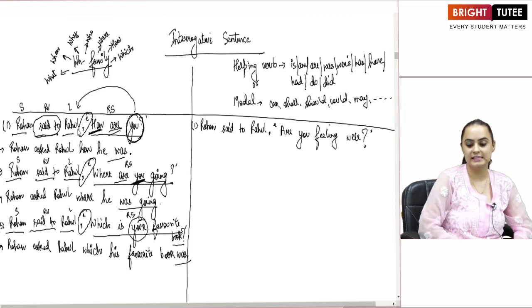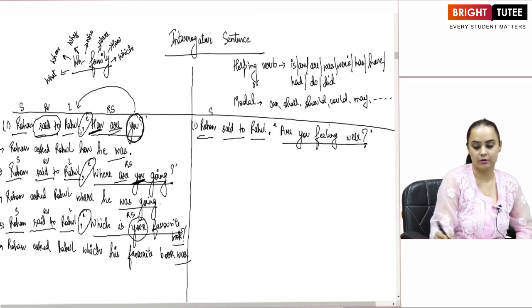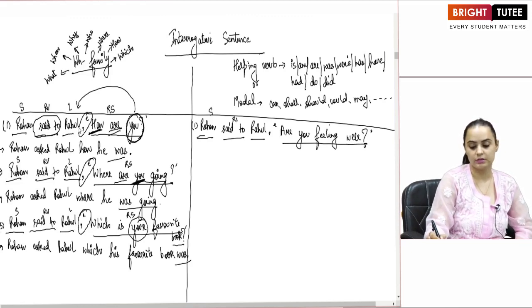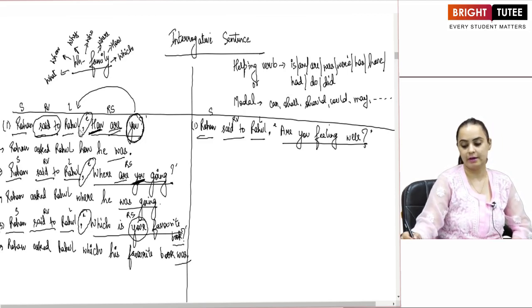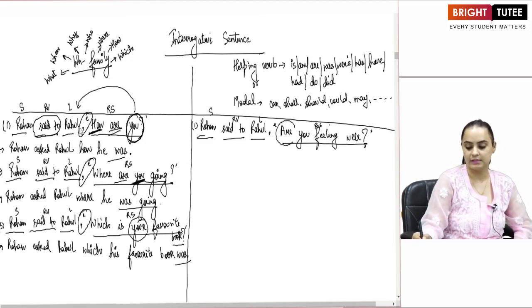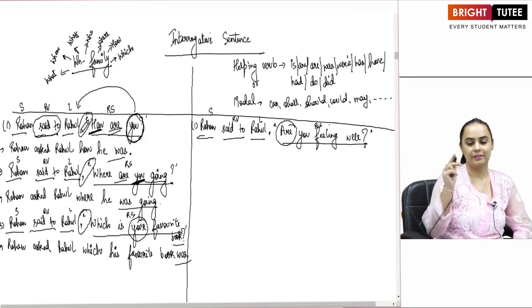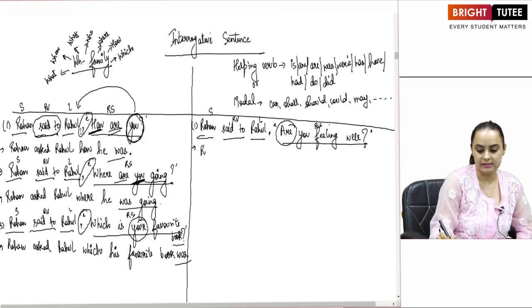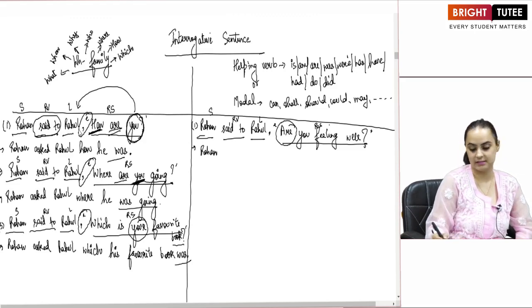Now here you can see, break the sentence. Who is my speaker? Rohan. What is my reporting verb? Said. Rahul is my listener. And what is my reporting speech? Are you feeling well? Now this reporting speech is beginning with a helping verb, which is are. Now there is a difference in how we are going to change this. So, speaker remains the same, Rohan remains as it is, said to changes to asked, listener remains as it is, right?